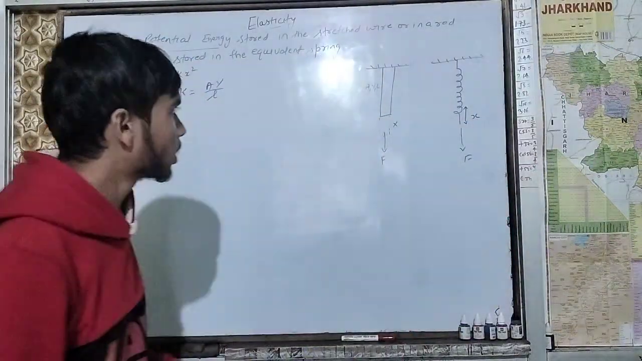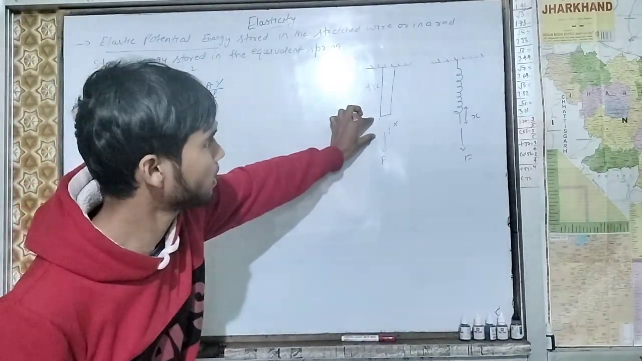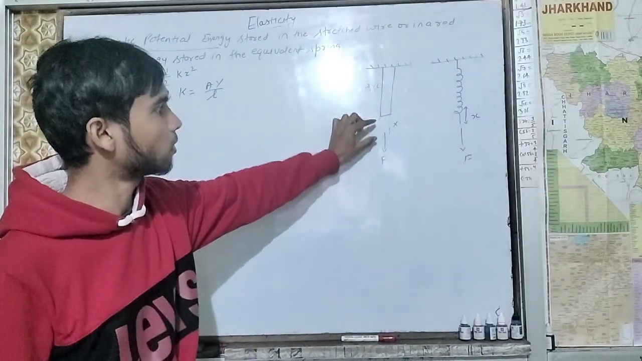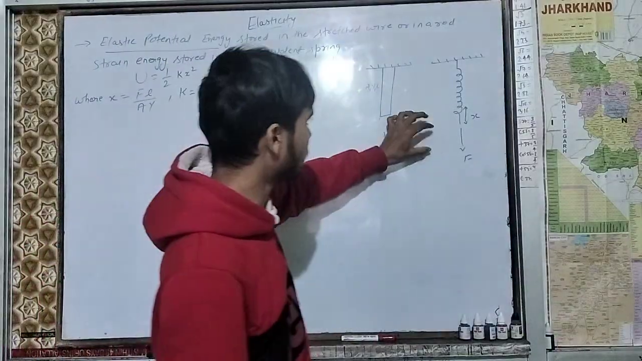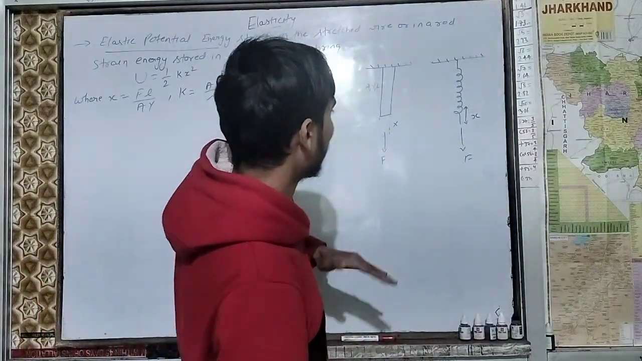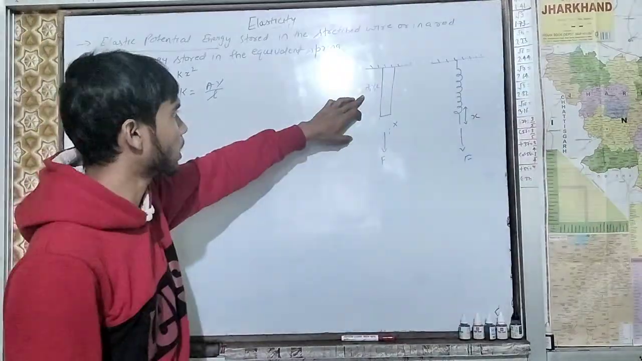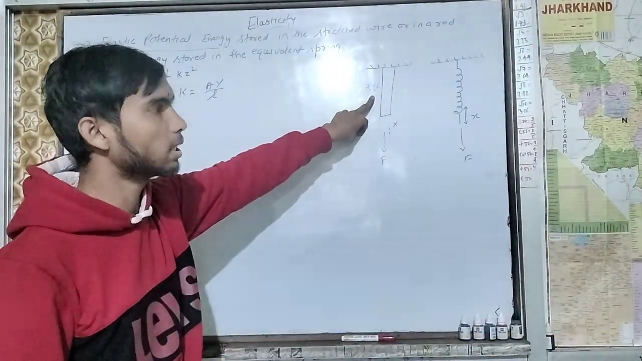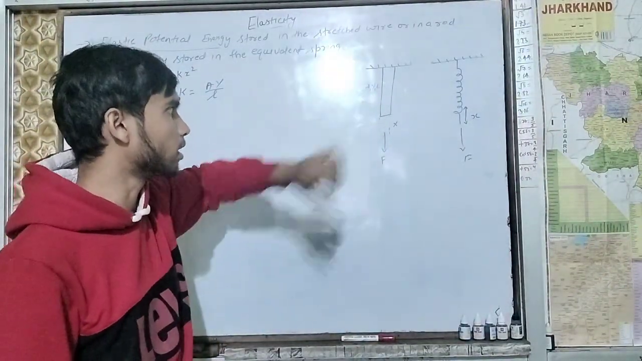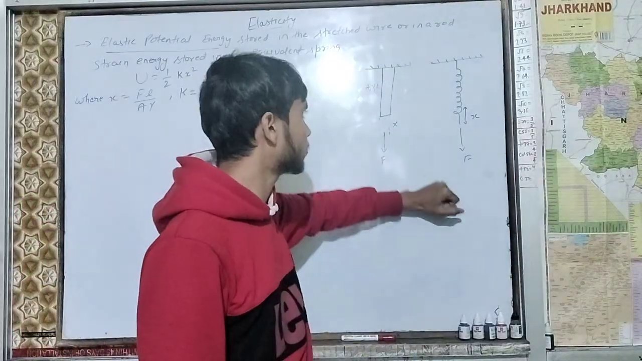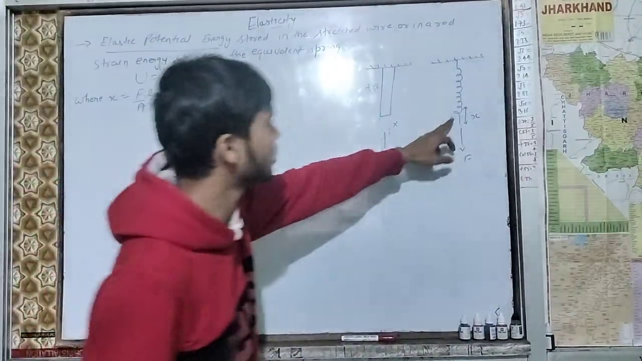You can see, if you are taking a rod, this is our change in length, and the force is downward. This is our deforming force. This is also deforming, and the upward force will be the restoring force. So A is what? Area. Y is nothing but Young's modulus, and L is the length of this rod. Clear?